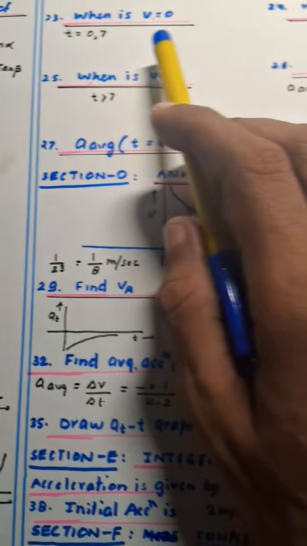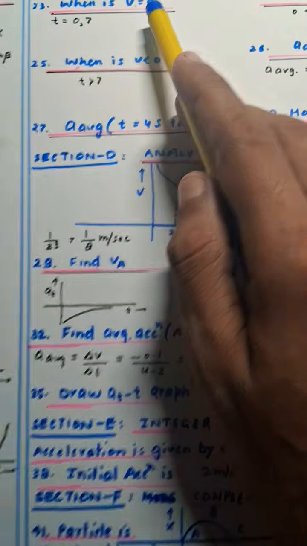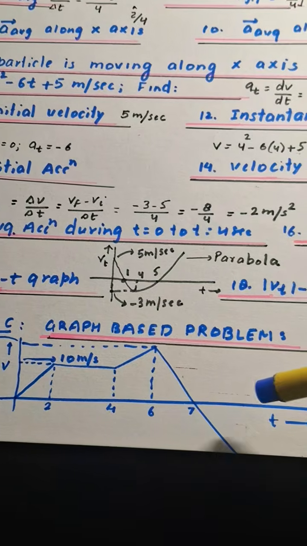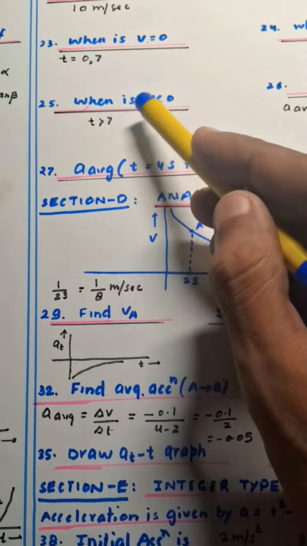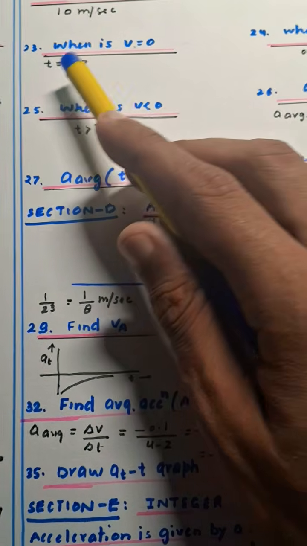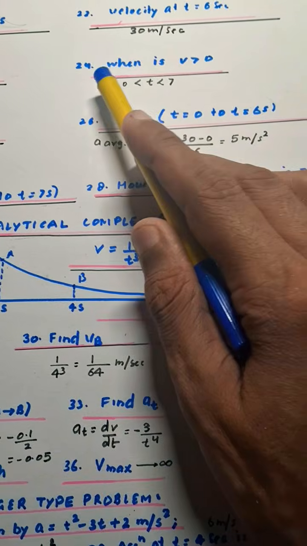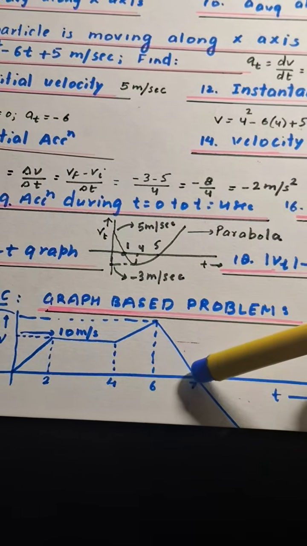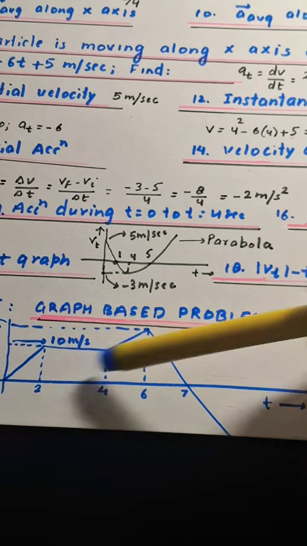second. And then the next question is when is velocity 0. As we can analyze from the graph, velocity is 0 at t is equal to 0 and 7. So velocity is 0 at 0 and 7. Next is when is velocity positive. Obviously for a time less than 7 seconds, as we can see in the graph, just before 7 seconds velocity is positive.